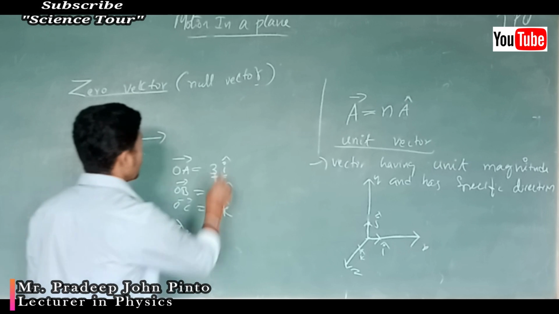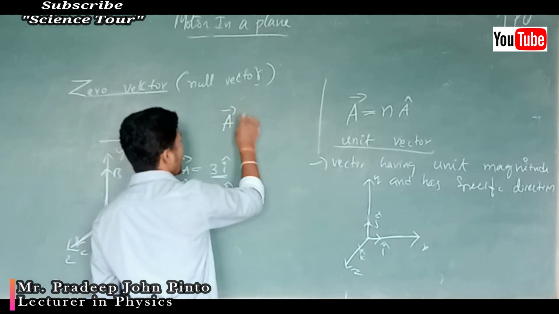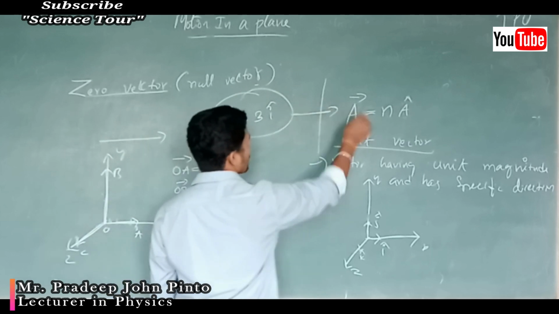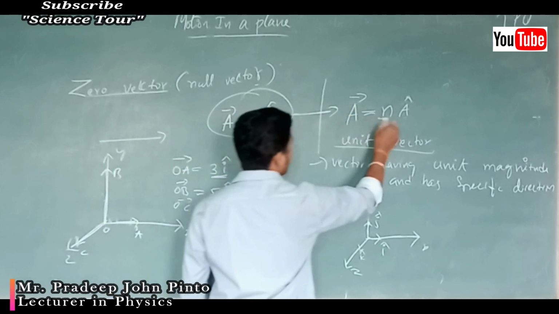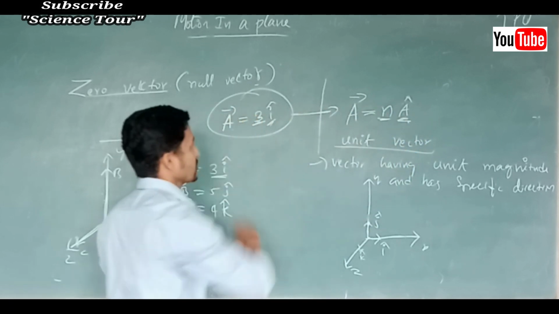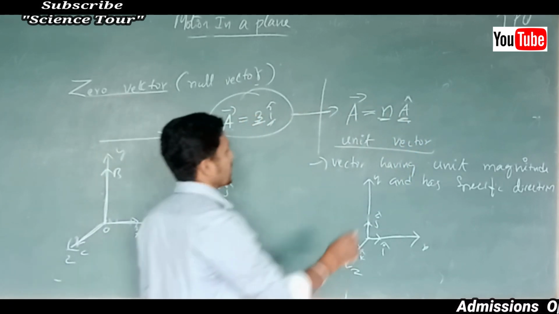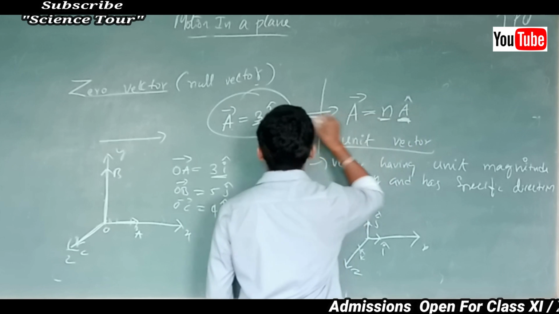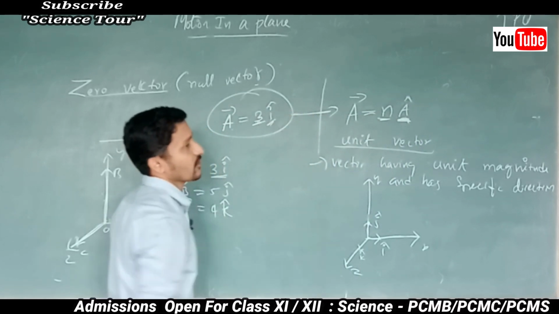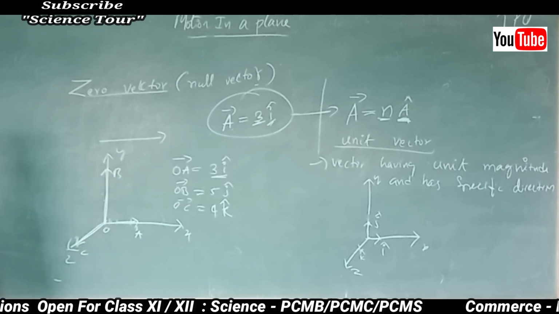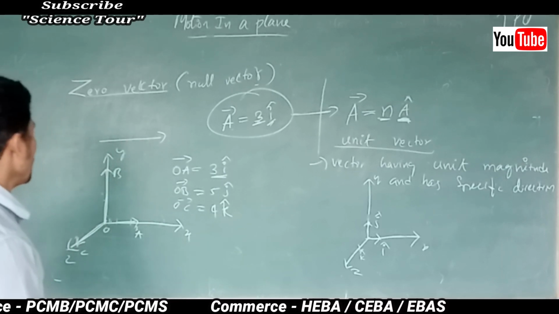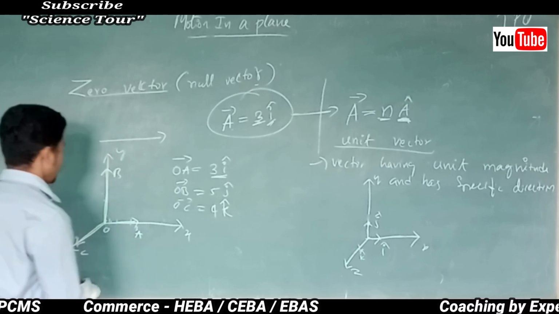So if I write a vector in this way, I can write 3i cap. It's the same way. So this becomes the magnitude and this becomes a unit vector in the direction of A. Here, i is the unit vector in the direction of x, like that. So this is a unit vector, this is a unit vector.